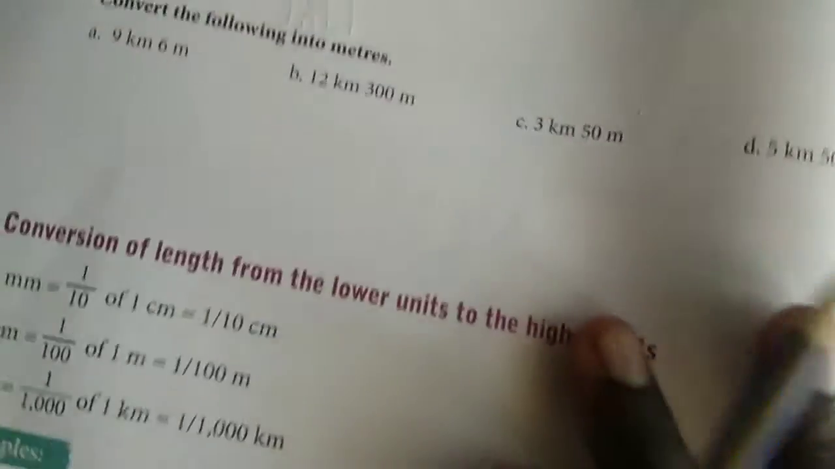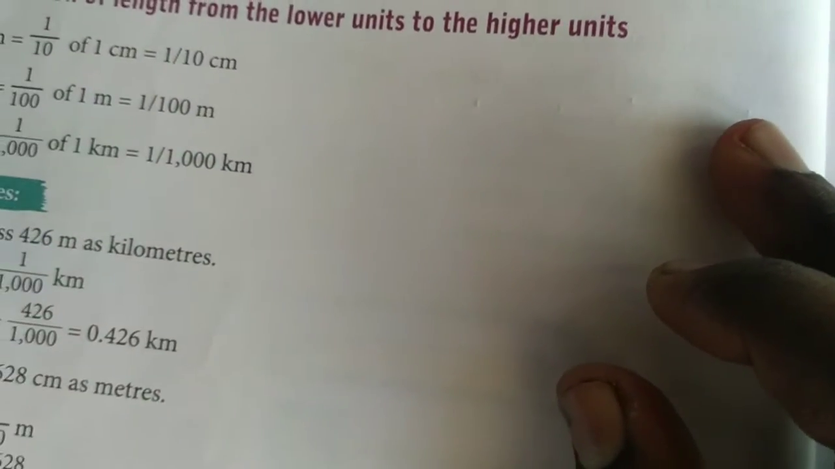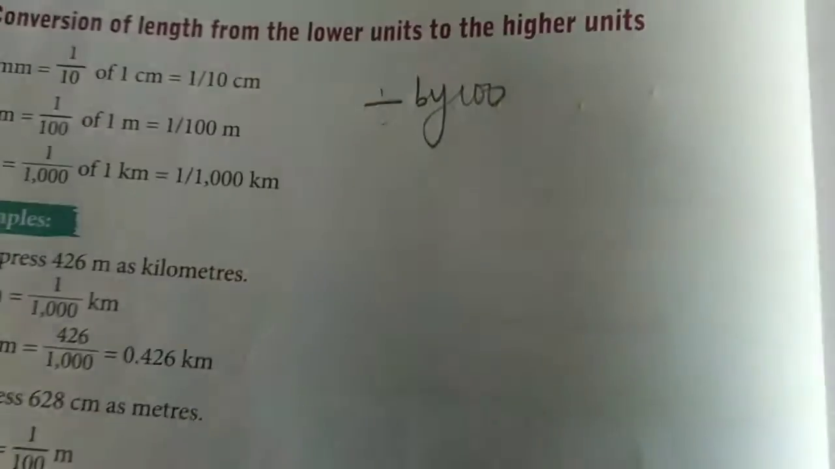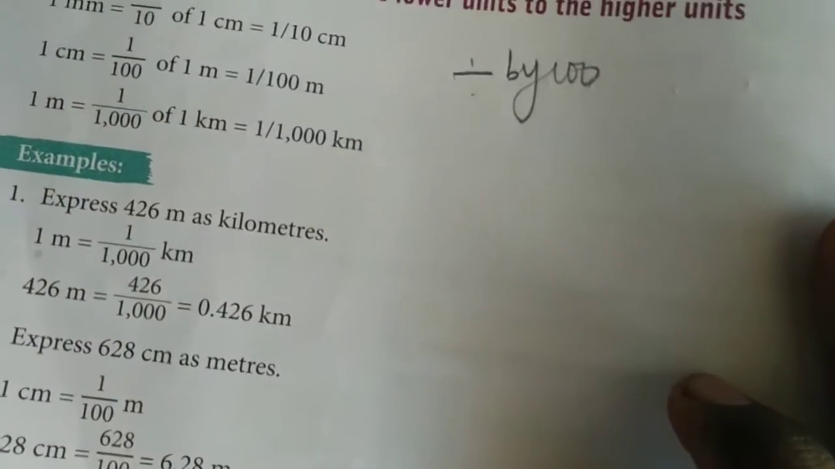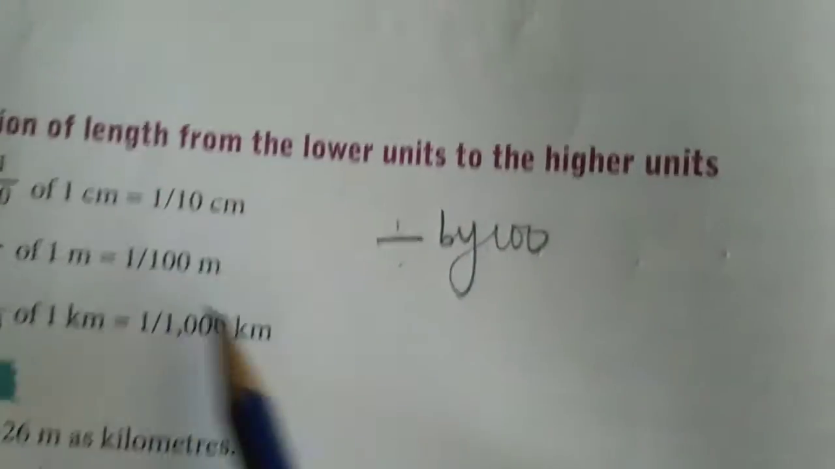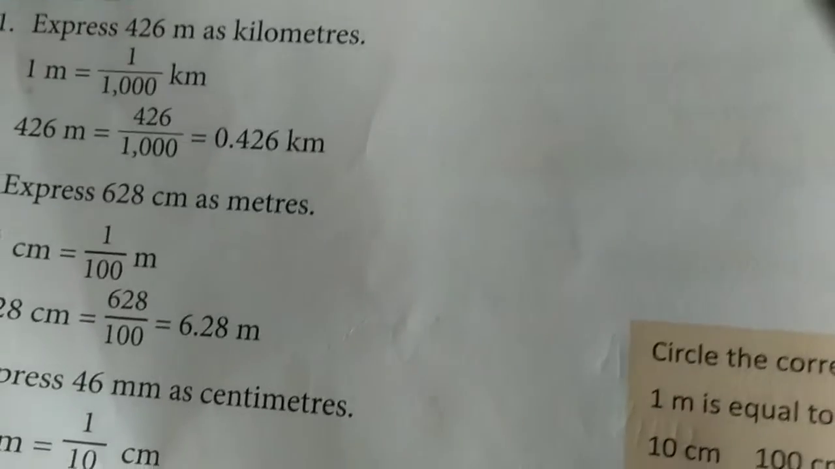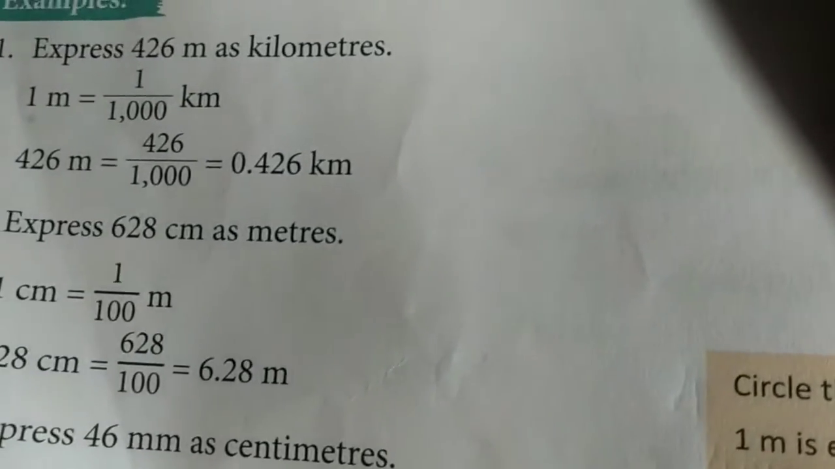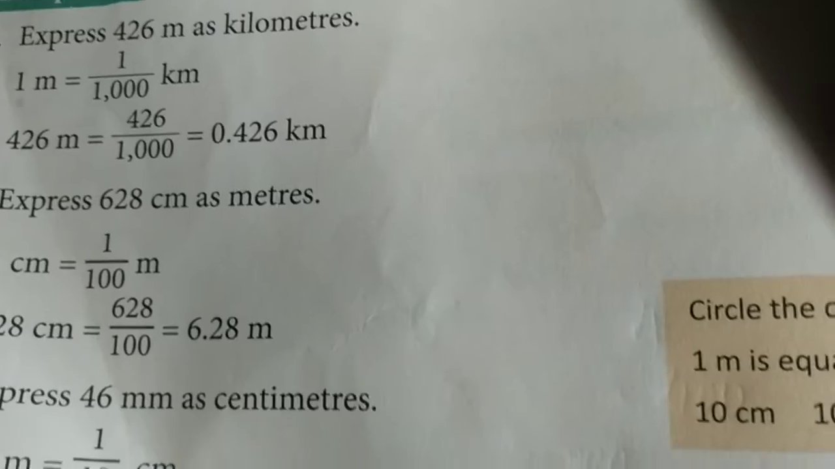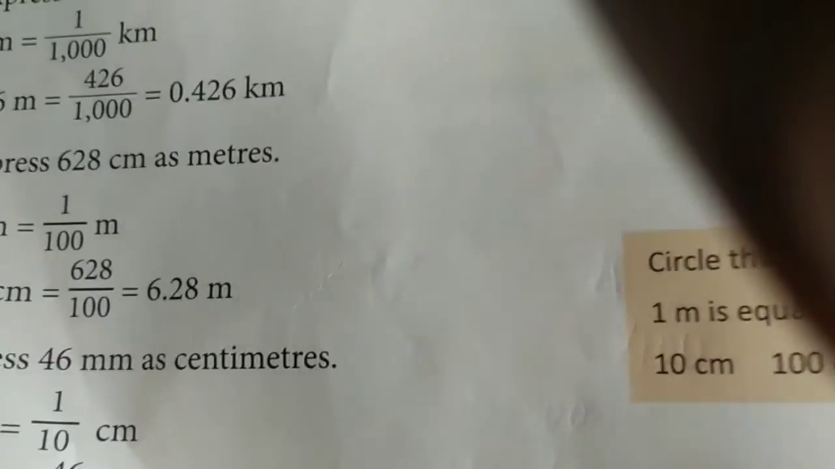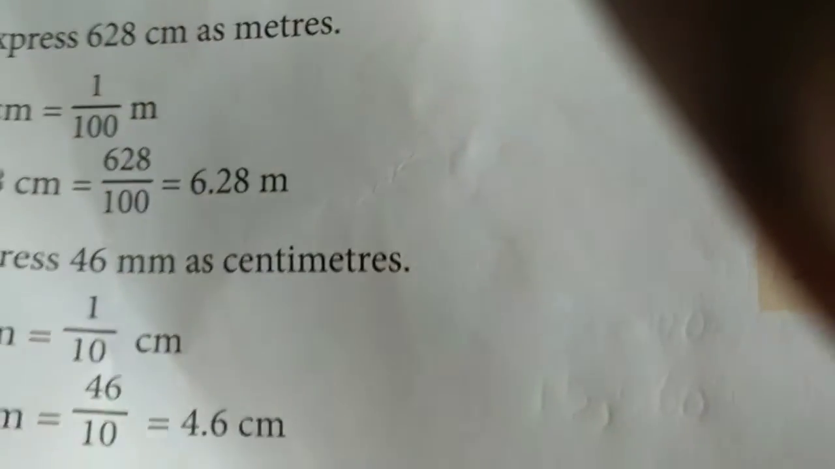How to convert lower units to higher? Divide by 1000 or by 100, depending upon the terms. In this example, if you want to convert meter to kilometer, you should divide by 1000. Centimeter to meter, you divide by 100. Millimeter to centimeter, you divide by 10. Depending upon the units, you use the numbers.